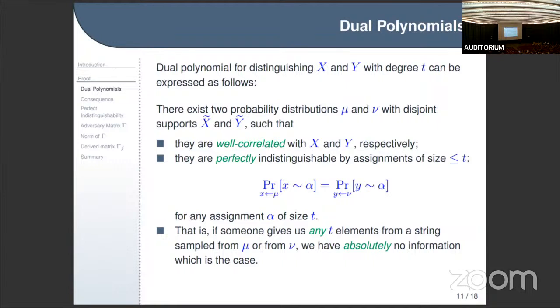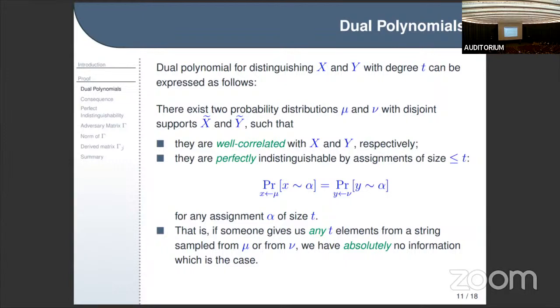two properties. First, they are well correlated with X and Y respectively. I will not define what well correlated means, but it's easy to define. And the second condition is much more interesting. It says that these two probability distributions are perfectly indistinguishable by assignments of size not exceeding t.